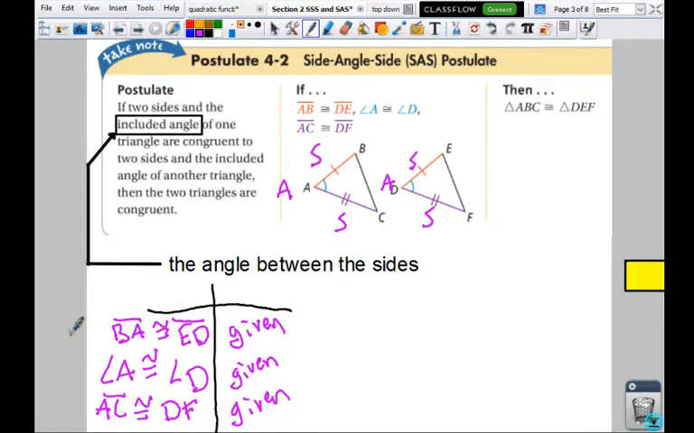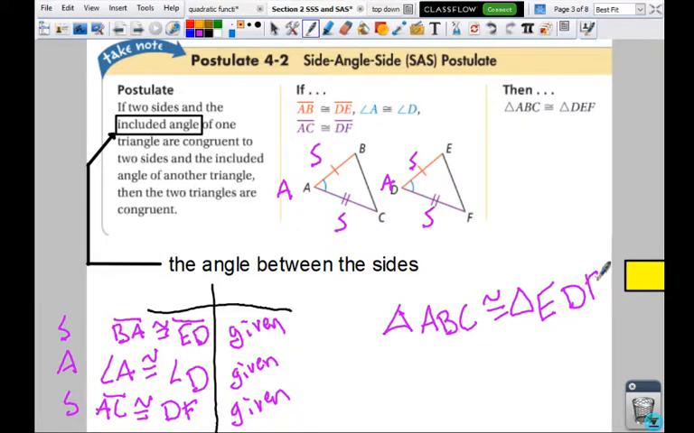So I have my side, I've got my angle, I've got my side. I have enough information, or I've shown that these two triangles are congruent, but I have to actually write it. Triangle ABC is congruent to triangle EDF, and because now that we're getting more into these, I have to say by side, angle, side. And just like before, I'm lazy, so I'm just going to abbreviate it. Side, angle, side.